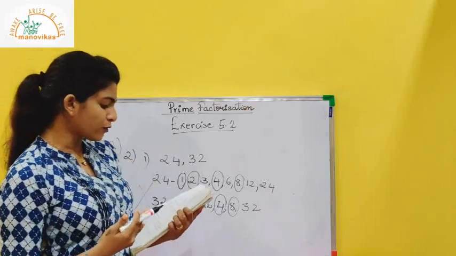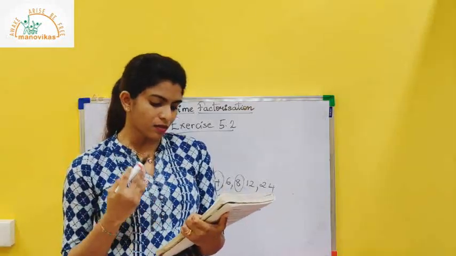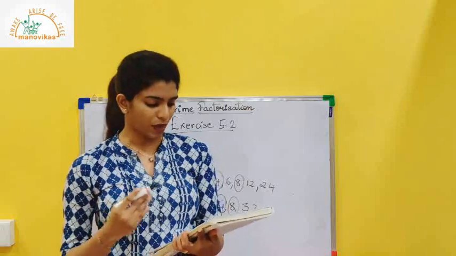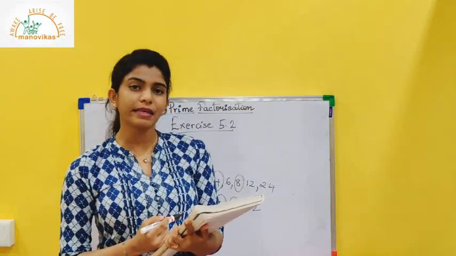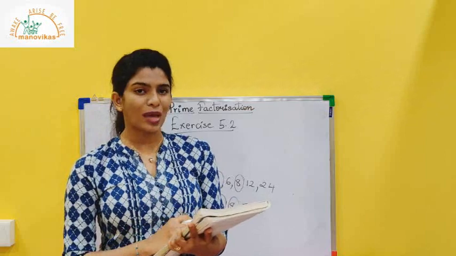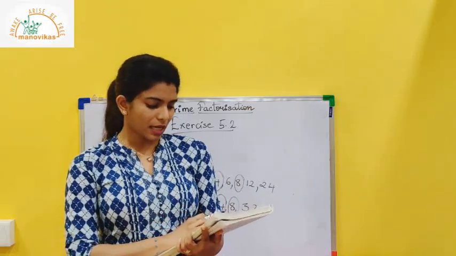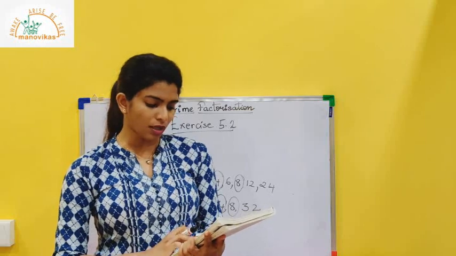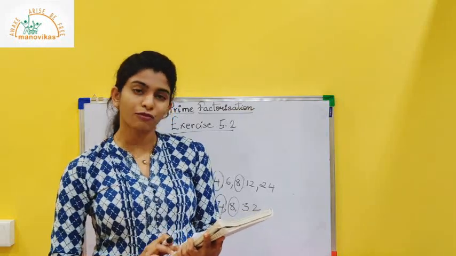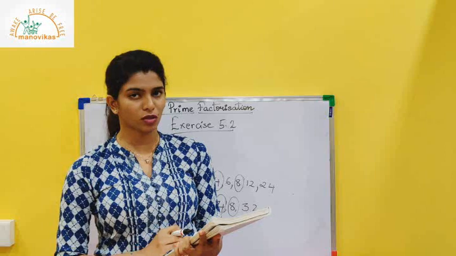Okay, so you have to do second, third, fourth as homework. Now question B. Find the prime factors. This you have to do as homework from 1 to 6. Then construct factor trees for 1, 2, 3, 4. This also you have to do as homework, students.